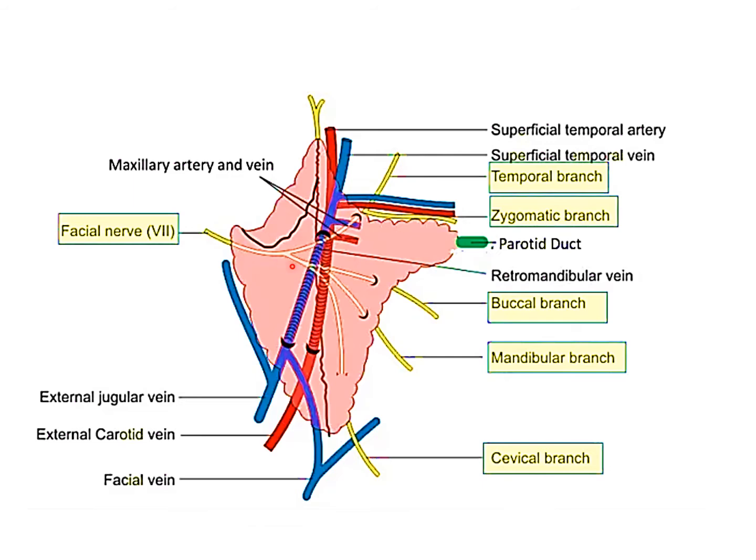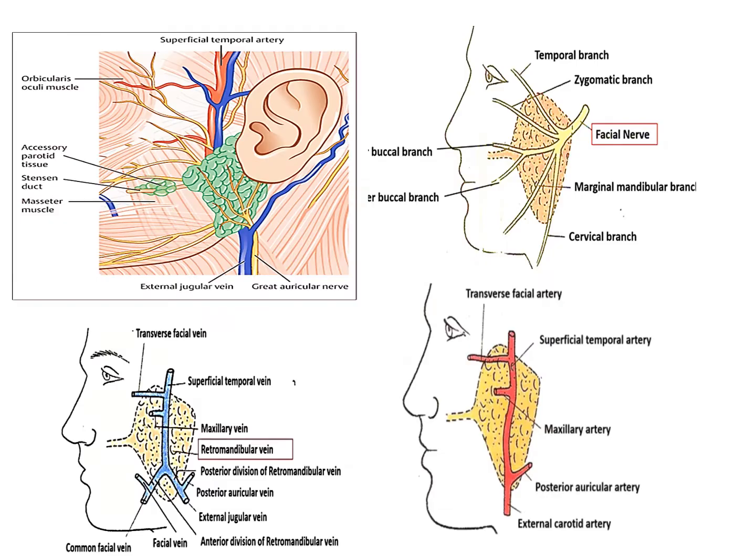it divides into 5 terminal branches: the temporal branch, the zygomatic branch, the buccal branch, which will further divide into upper buccal and lower buccal, then the marginal mandibular, and the cervical. These are the branches of the facial nerve. In the middle zone lies the retromandibular vein, and in the deeper zone lies the external carotid artery and its 3 branches, that is the posterior auricular, the maxillary, and the superficial temporal branch.